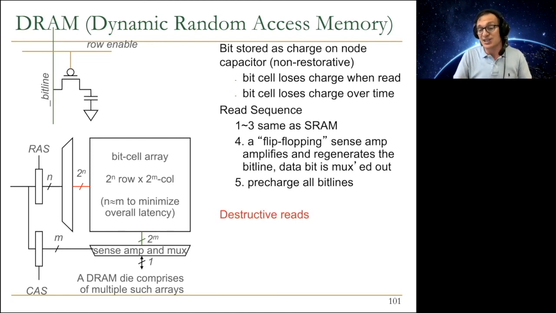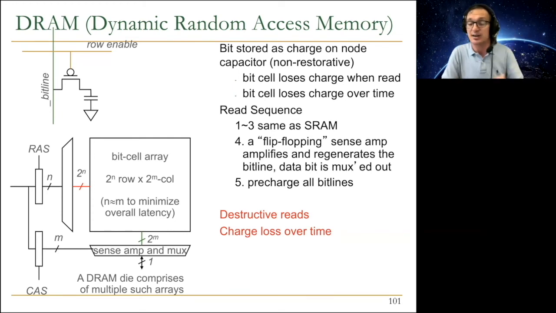So reads are destructive. That's one major difference between DRAM and SRAM. Whenever you do reads in DRAM, you destroy the entire row of data because the capacitors lose their charge, since they share their charge with the bit line. And as a result, you need to replenish. You need to write back the data into the capacitors, basically. And also, there's another reason why you need to refresh.